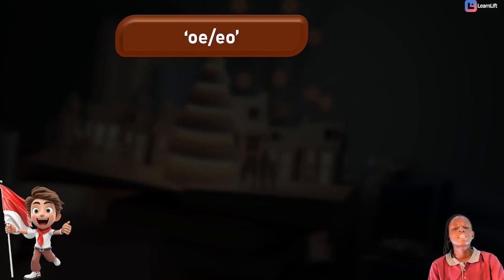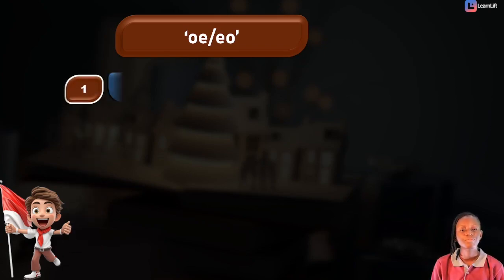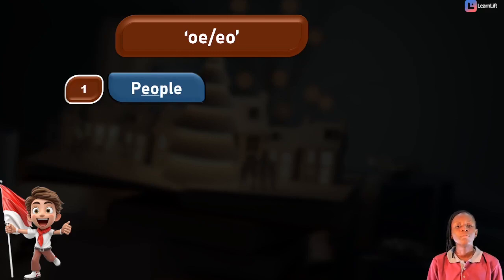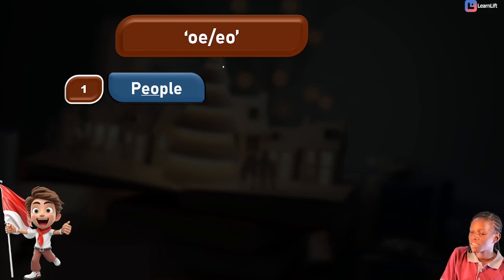Next we have O-E and E-O as another spelling form. Now you see there are words in English that have O-E or E-O in them and have the E sound. Actually, there are few. Please, there are few. So we have our example such as these. People. Now my people is transcribed as these.